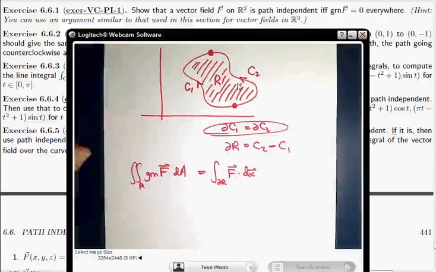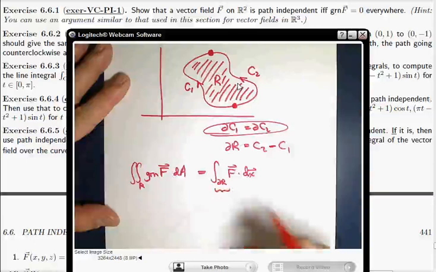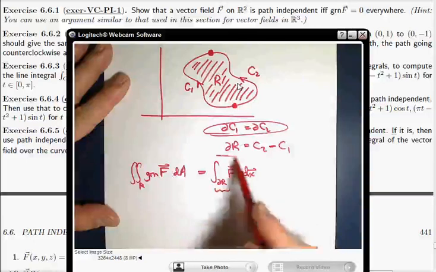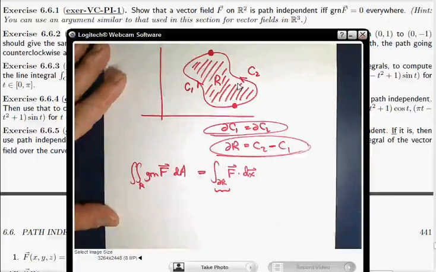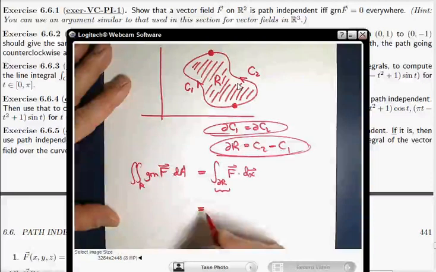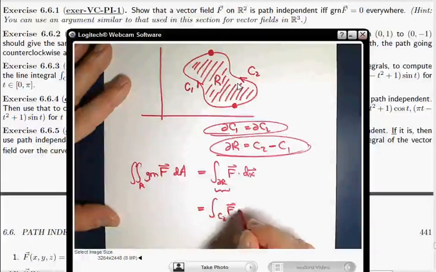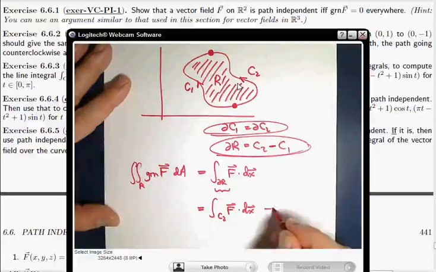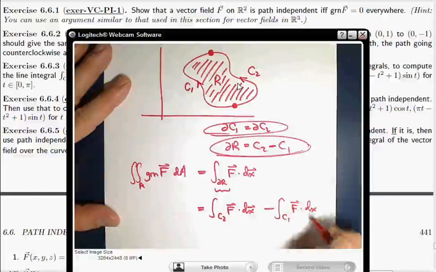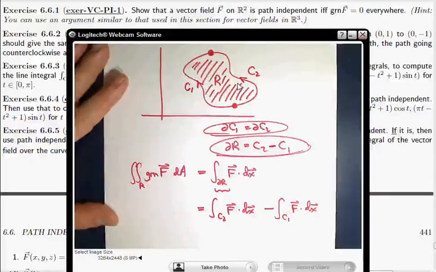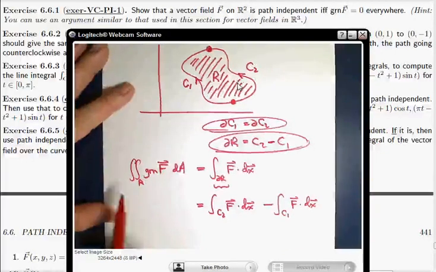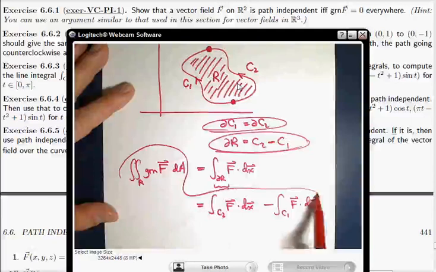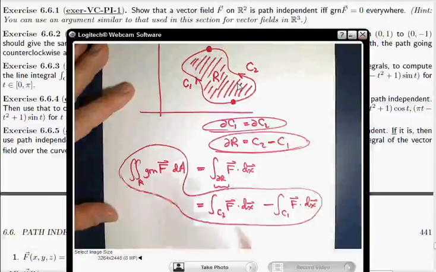Green's theorem, right? Now, as in the three-dimensional example, I'm going to look at this boundary, remind myself that that boundary is made up of two different pieces, and rewrite this as the integral over C2 of f dot dx minus the integral over C1 of f dot dx. Right? And what I want to do now is look at this equation.